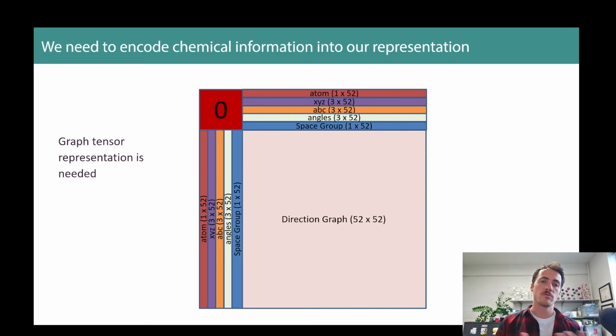So we chose this representation with a direction graph, which allowed us to directly learn what are appropriate distances between the atoms in our basis. You see all the different columns in this direction graph represent unique atoms in the basis, and all the different rows also represent those same unique atoms in the basis. And so by doing that, we can learn what the appropriate directions are.